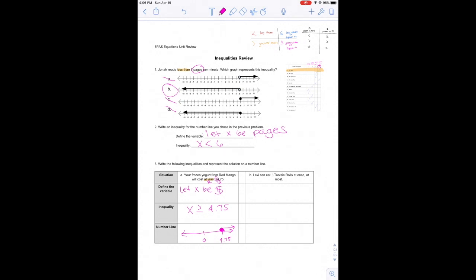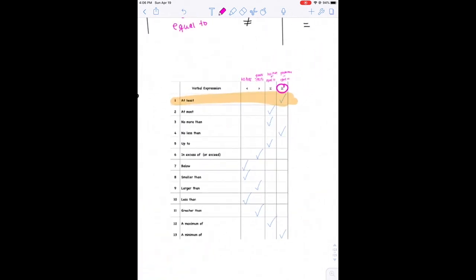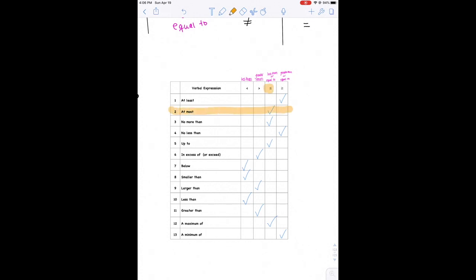Same deal for B. So the relationship is at most. And then Tootsie Rolls is going to be our quantity. So let X be Tootsie Rolls. At most, let's see. Well, I know I have X and 3. Maybe I'll get those down. At most. Oh, it's the very next one. So it's less than or equal to.